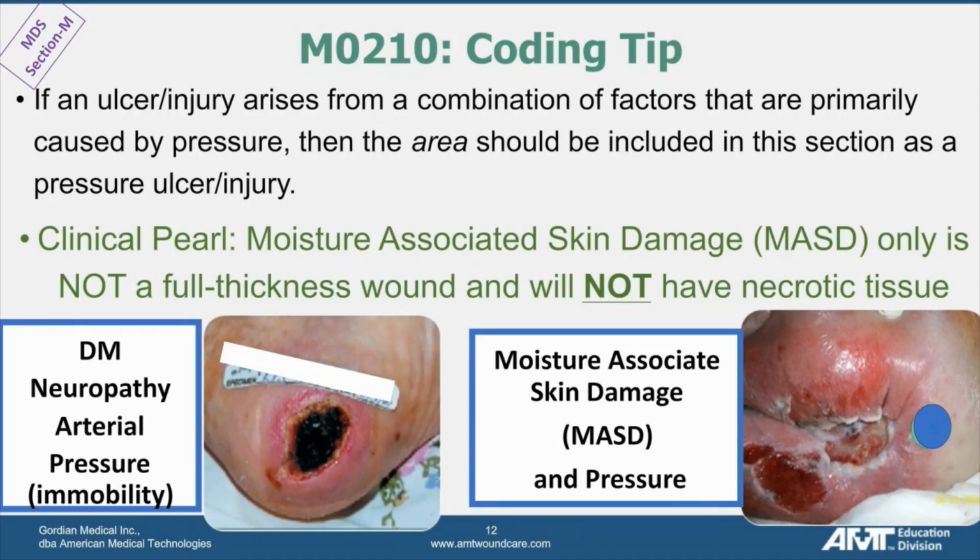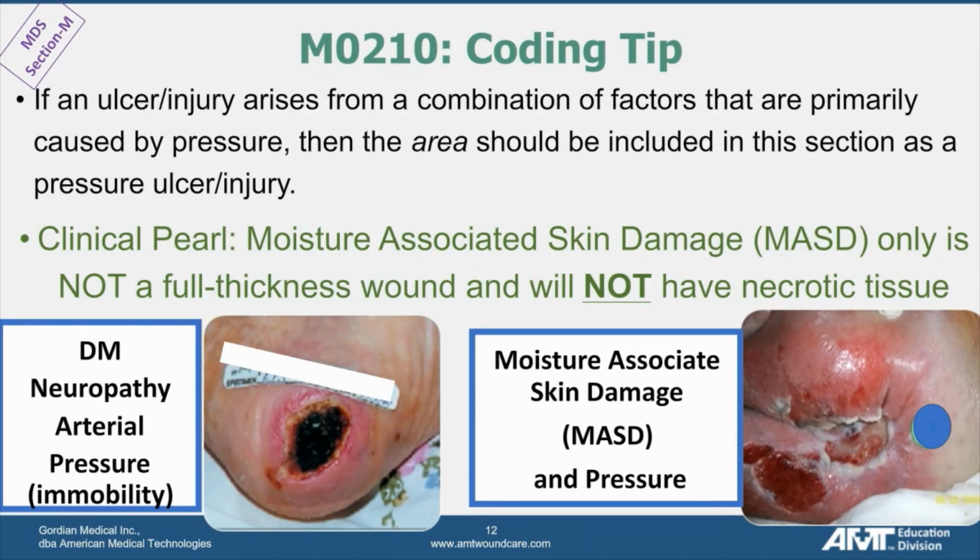This heel was not offloaded 24/7, and due to pressure, in combination with the arterial insufficiency, the neuropathy, the diabetes, all of which makes the skin more vulnerable to the pressure, the person gets a heel pressure ulcer. This is a pressure ulcer. It is not a neuropathic ulcer. It is not an arterial ulcer. It is a pressure ulcer due to immobility.